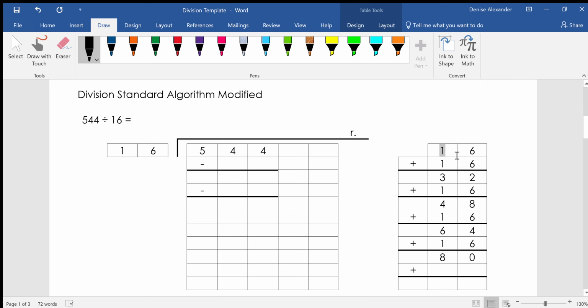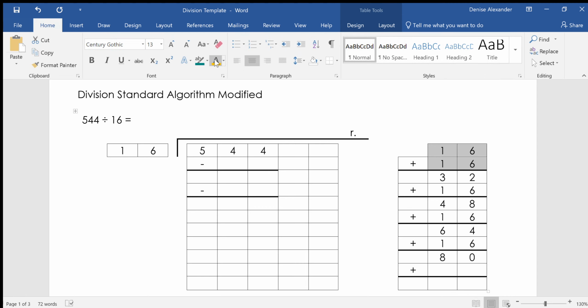Now all I'm asking you to do is take these numbers and quick highlight them. Any color you want. Just make sure you can see them. Let's use blue today. So I'm going to highlight all my 16s just so that I can see 16s versus the sums of my 16s.